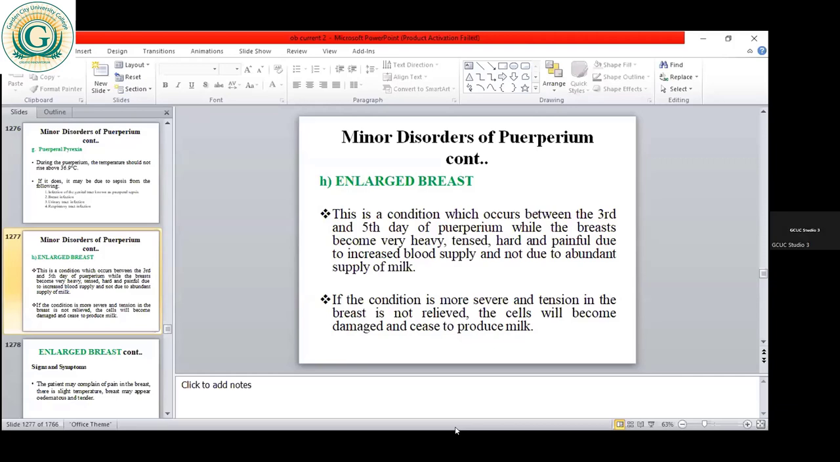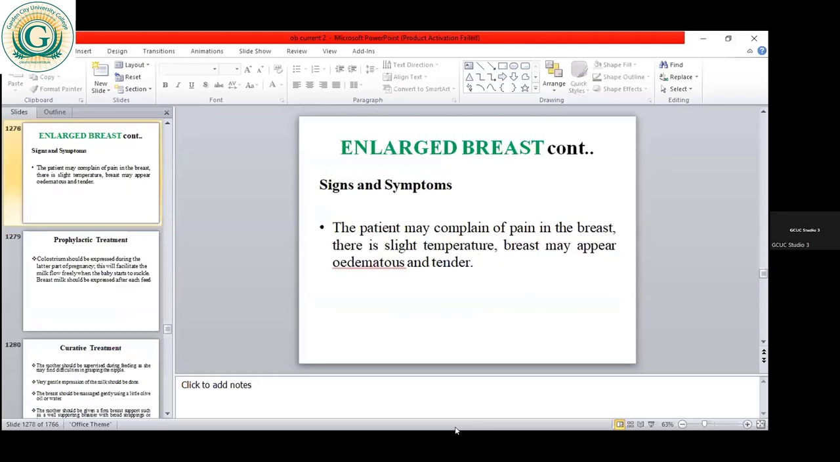There will be a large breast. We have just said that. 3 to 5 days after delivery, the breast will become tense, heavy and painful. If the condition is more severe and tension is very great in the breast, and the breast is not relieved, the cells will become damaged and cease to produce. So something has to be done.